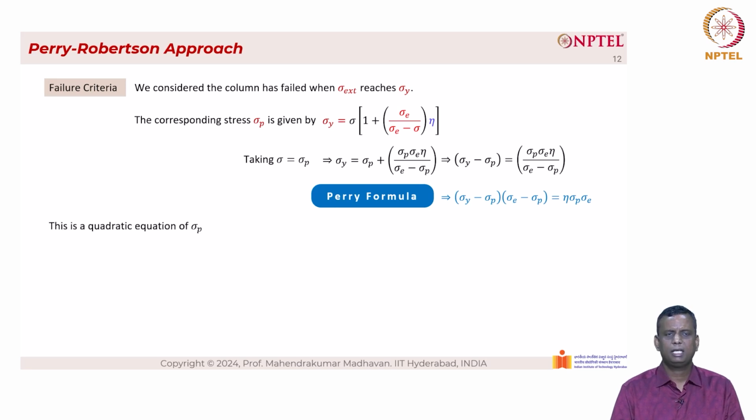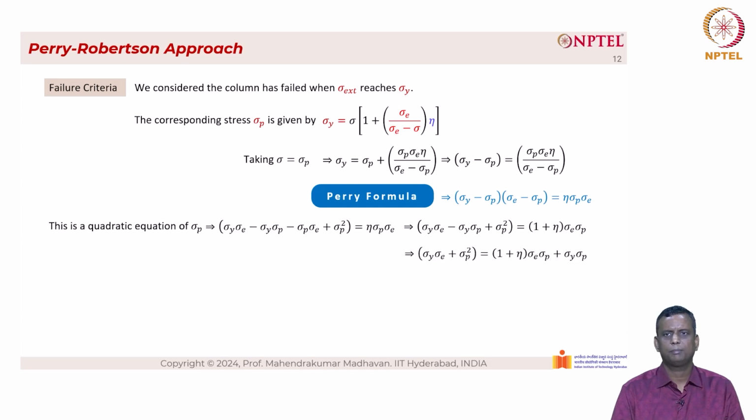This is a quadratic equation of sigma P. So we can expand this quadratic equation, which gives rise to the equation sigma y sigma E minus sigma y sigma P minus sigma P sigma E plus sigma P square is equal to eta into sigma P sigma E. We can further simplify this by taking sigma P sigma E to the right hand side. We have sigma y sigma E minus sigma y sigma P plus sigma P square is equal to 1 plus eta into sigma E sigma P.